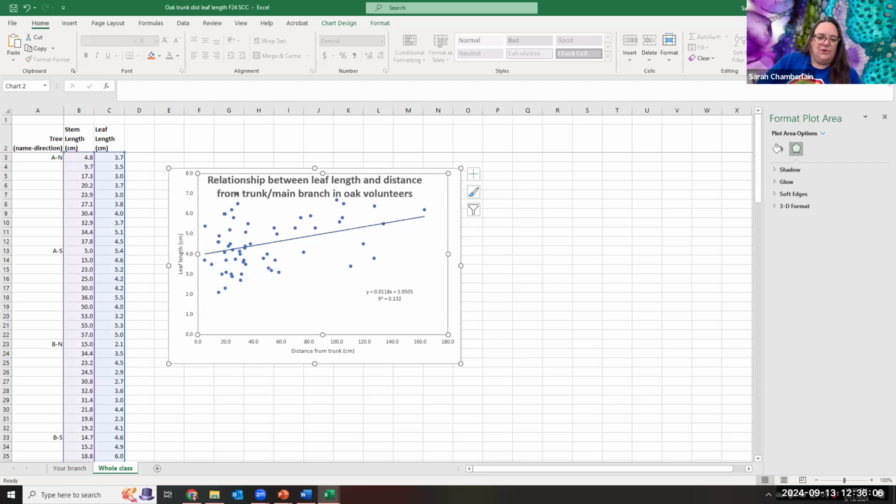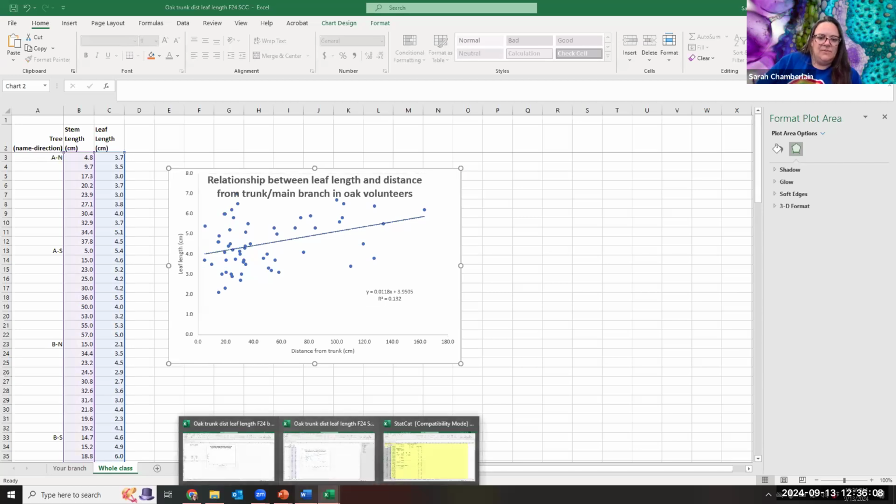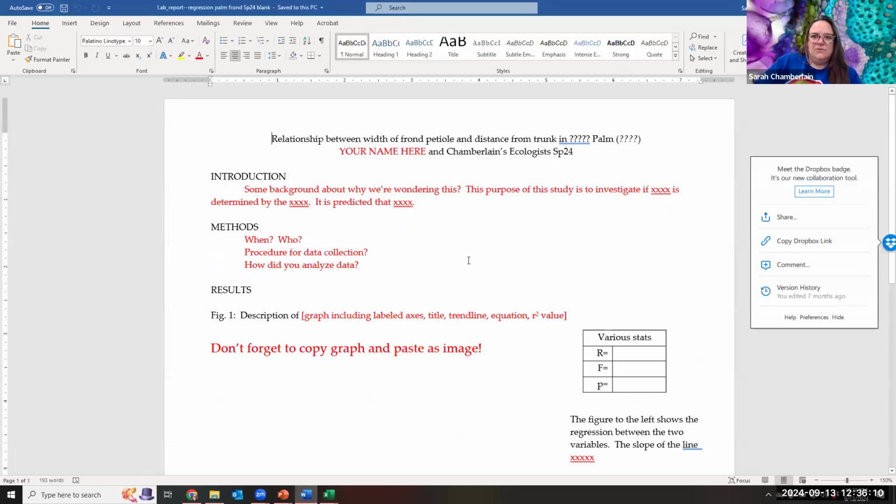So let's look at the lab report. So now it's going to be super blank, right? So now, okay, we got to change our title. What's our title? Relationship between leaf length and distance from stem.